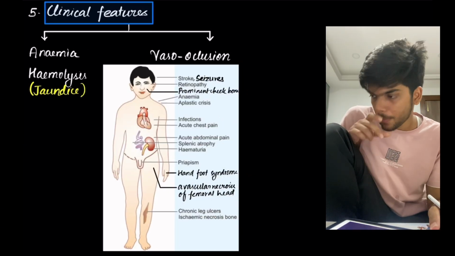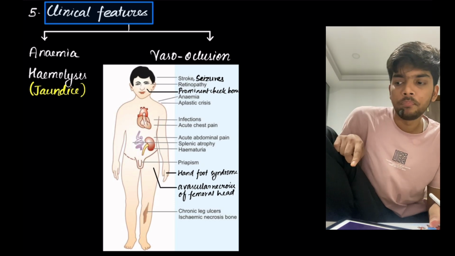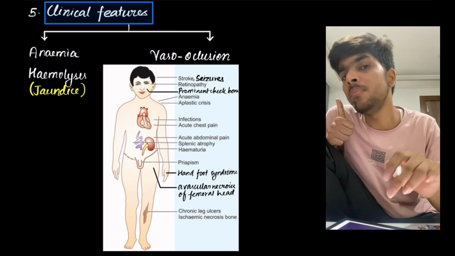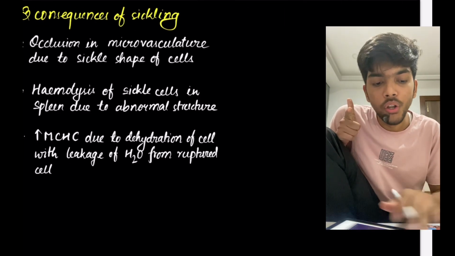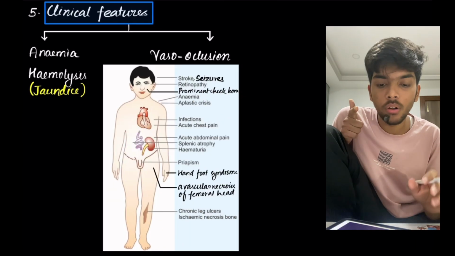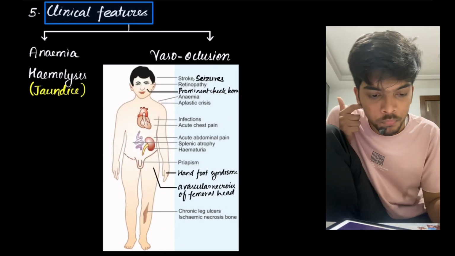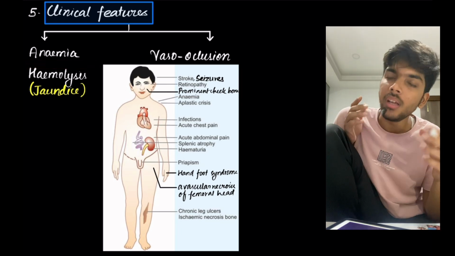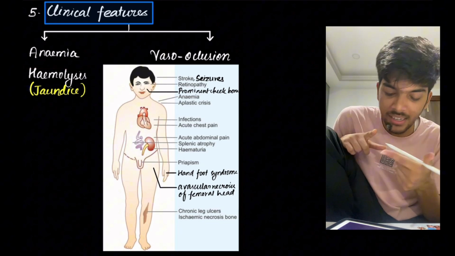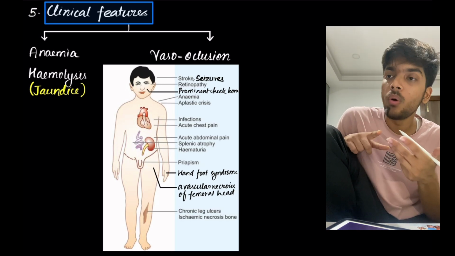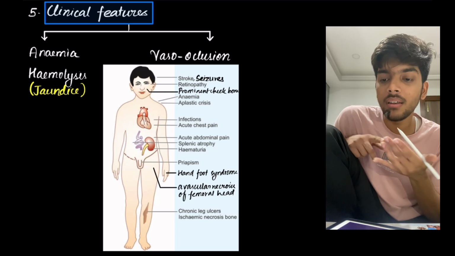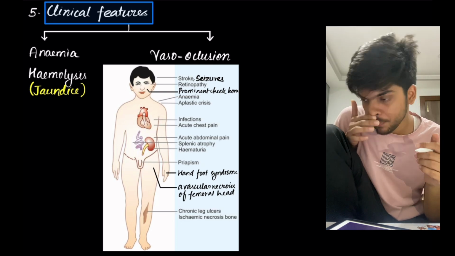Then clinical features. In sickle cell anemia, clinical features occur 1, due to the presence of anemia itself, and 2, due to the occlusion of small blood vessels. So first, anemia. In anemia, you can write all the general features: lethargy, easily tired, pallor, and in old ages, angina, that is chest pain, intermittent claudication, as well as muscle pain due to lack of ATP.